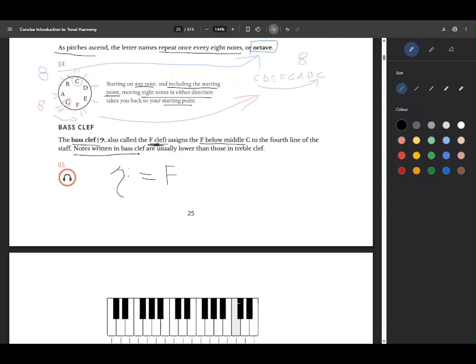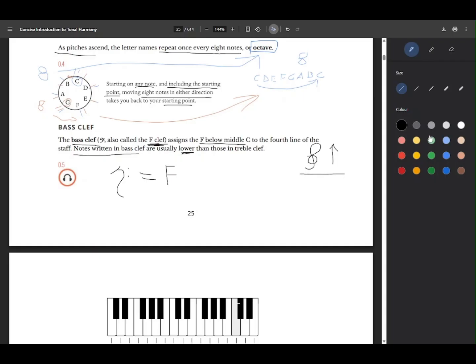Notes written in the bass clef are lower than in the treble clef. So the treble is above. If I can write a treble clef. Come on, Blake. That's our treble clef. Why not? No, I can do a better treble clef than that. Come on. It's difficult with a mouse. Here's our treble clef. So that's typically above.